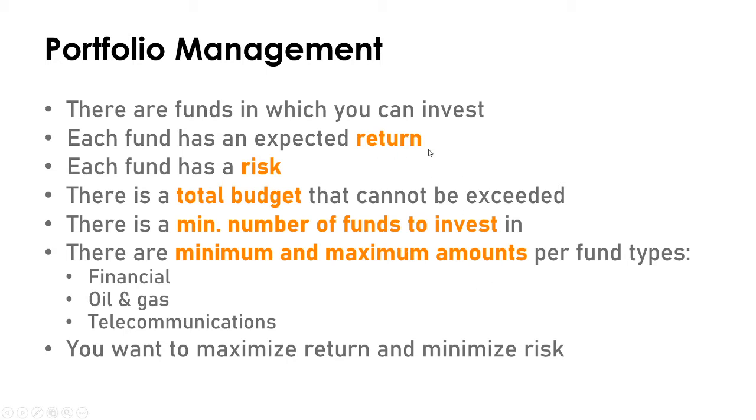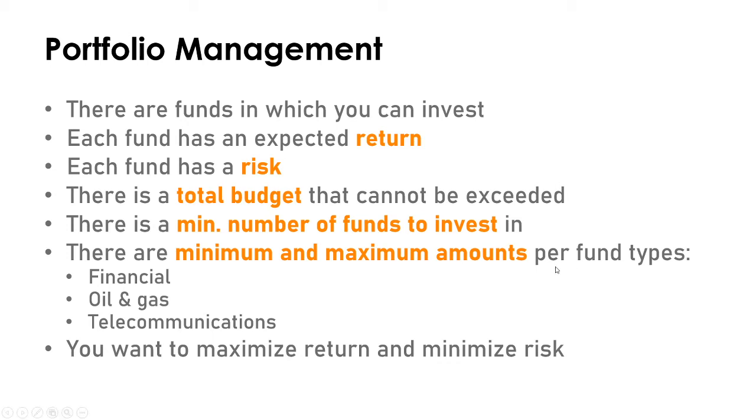So the problem consists in deciding how much to invest in a set of funds which have different return and different risk. But we have a total budget that we cannot exceed, and we don't need to expend all our money. But this is only an upper bound for the money we can invest. And there's a minimum number of funds we want to invest in so that we kind of share the risk and our money among several funds.